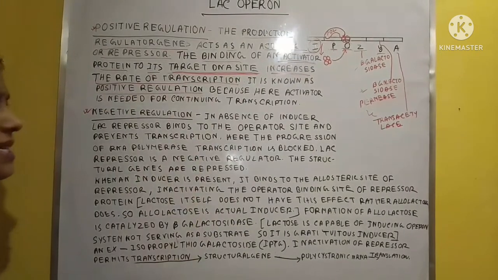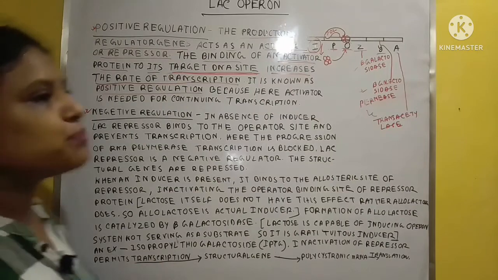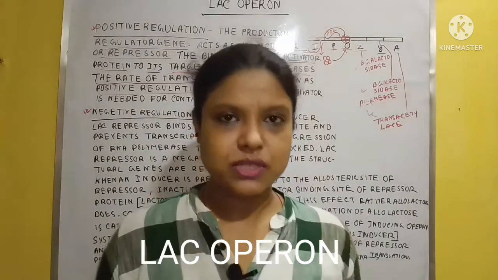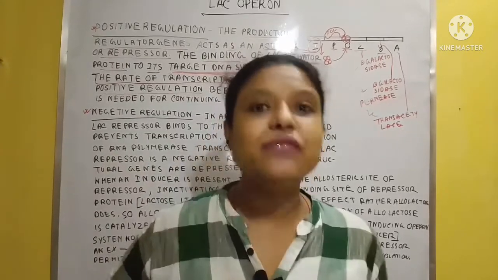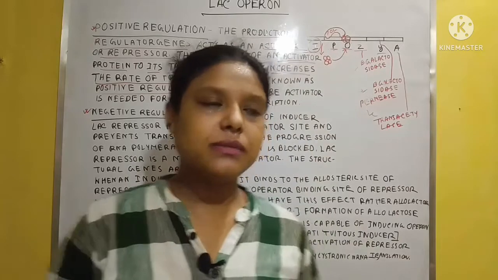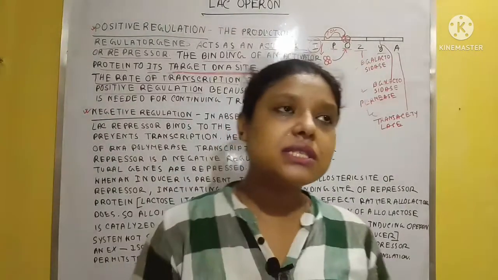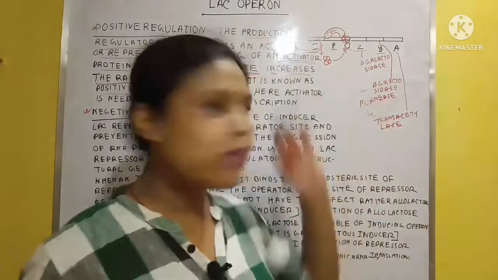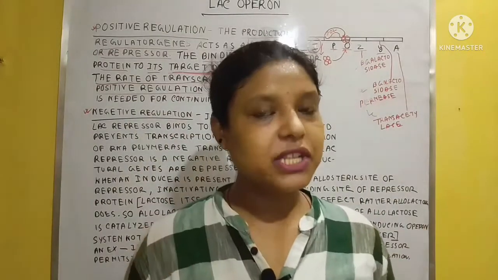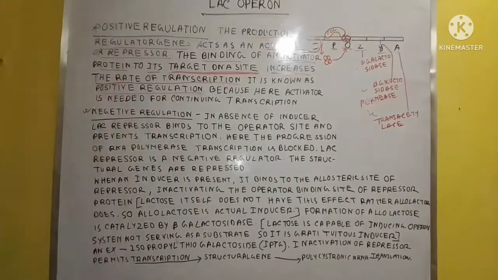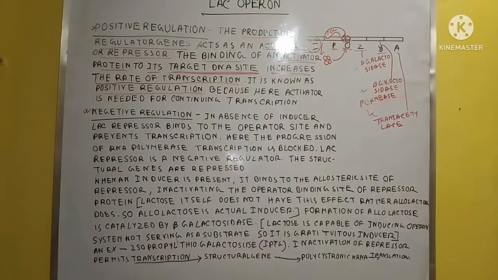So you can understand why it is the positive regulation, because its presence is effective for continuing the process. That's why it is an activator, the protein that is formed from the regulator gene. These are very important and helpful for this process. So these are called the activator, and the total process is called the positive regulation.